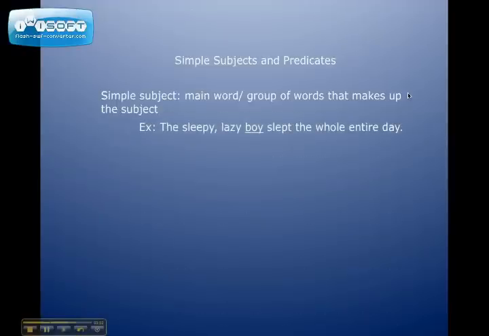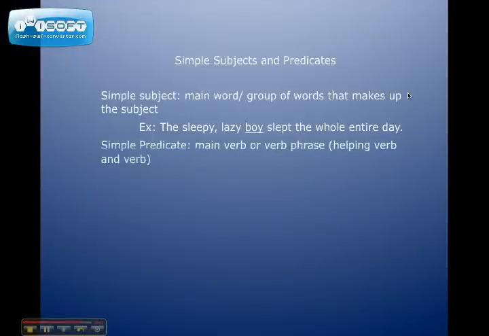So here's an example. The sleepy, lazy boy slept the whole entire day. So as you see, only boy is underlined because that is the simple subject. Sleepy and lazy modify boy, but that is the subject's modifiers, and we don't want the modifiers. So you don't even underline the, which is an article. So it's just boy.